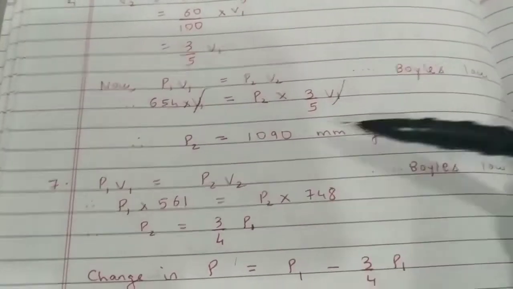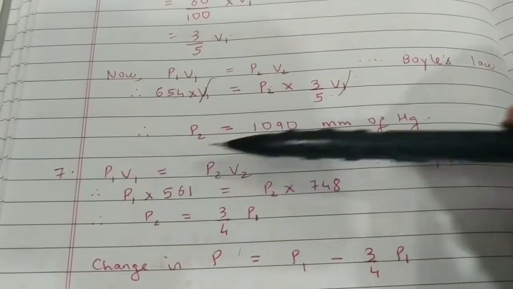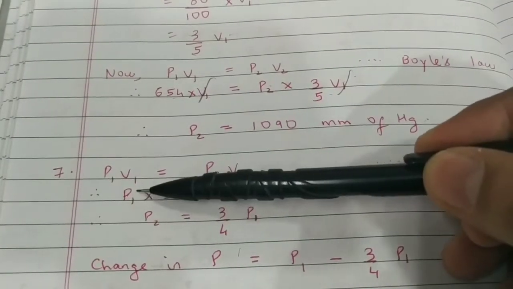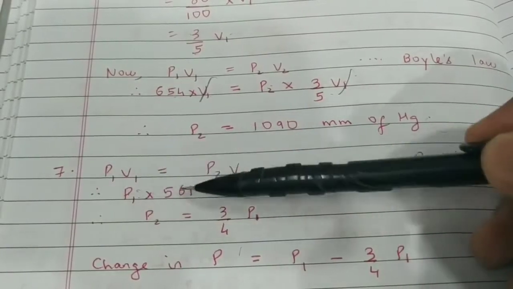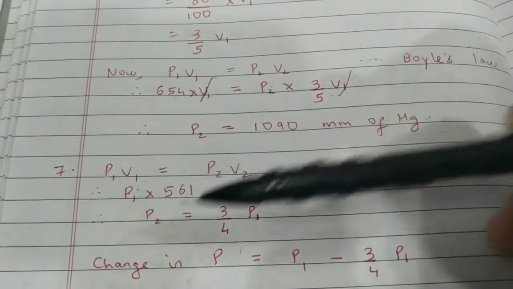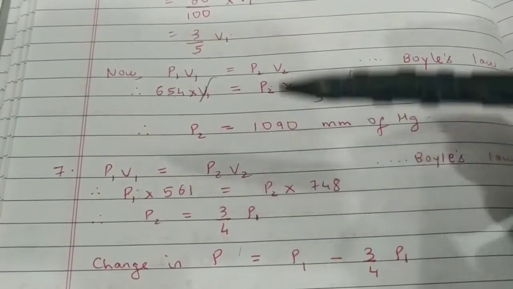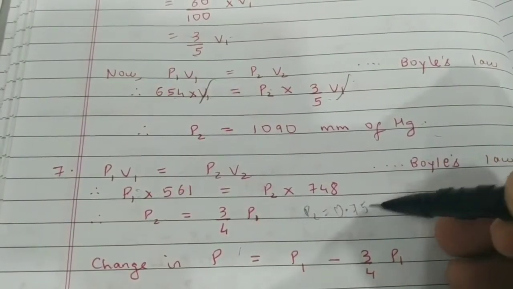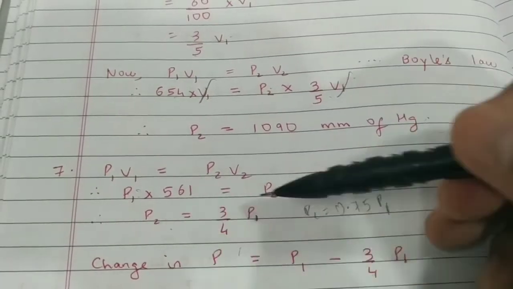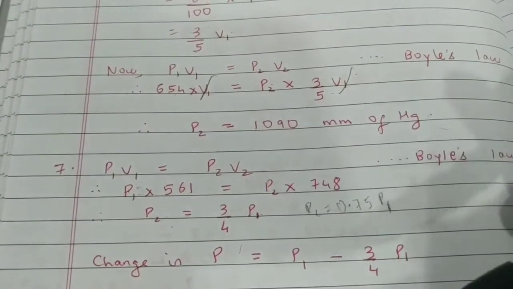So let's calculate that. First of all, the Boyle's law. P1, P2 values are unknown. P1 you can use 760 millimeter or 1 atm. That's fine, but I'm not going to use it. V1 value is given, V2 value is given. So I find the relationship between P2 and P1. It seems that P2 is actually 0.75 of P1, or say 75% of P1. That means pressure has decreased.